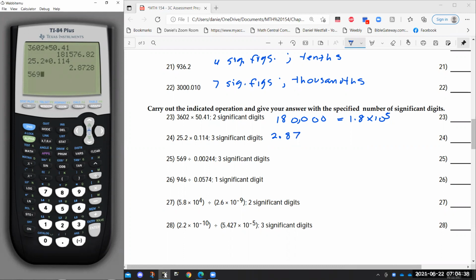569 divided by 0.00244. And it says to do this with 3 significant figures. So it's going to be 2, 3, 3, 0, 0, 0. 233,000. Again, if I were to write this in scientific notation with 3 sig figs, that would be times 10 to the 5th.